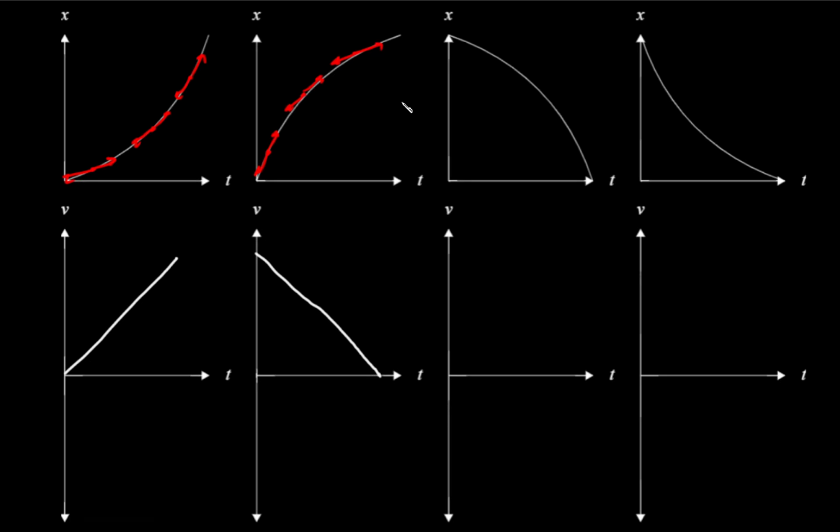Now let's do the next graph. So at this point, our slope is about this. At this point, our slope is about this. And at this point, our slope is about this. So our velocity is actually starting at 0, and it's going negative.